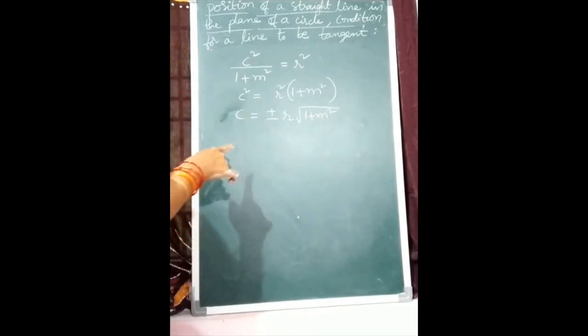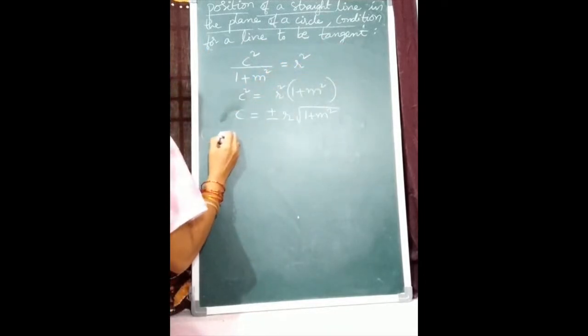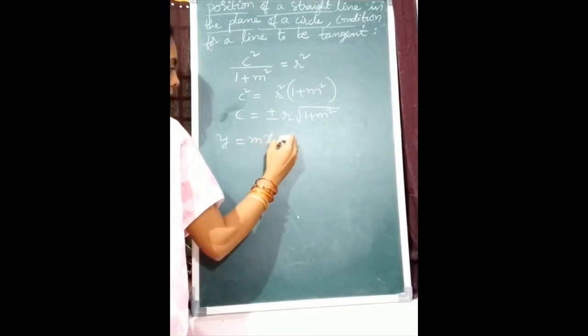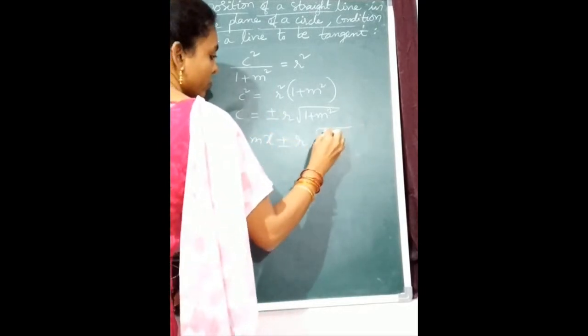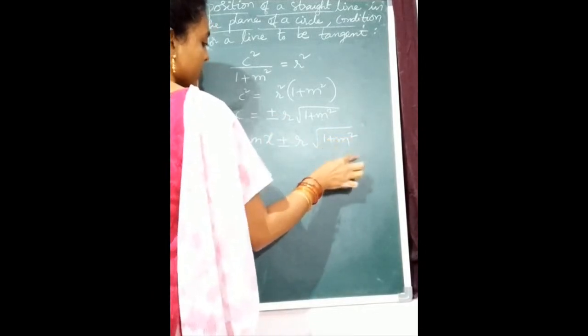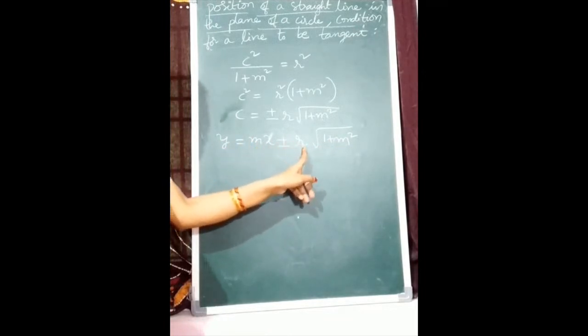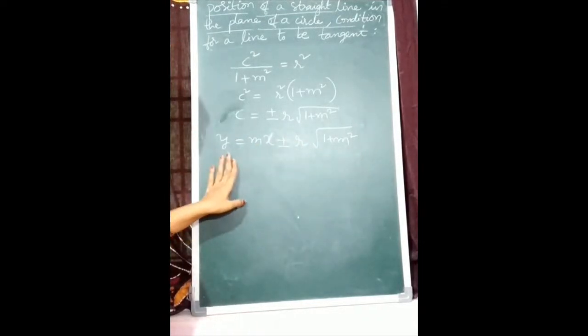So the straight line can be a tangent. The tangent is y is equal to mx plus c, where c is plus or minus r into root over 1 plus m square. This is the tangent to the circle with slope m. Y is equal to mx plus or minus r into root over 1 plus m square. This is the tangent equation.